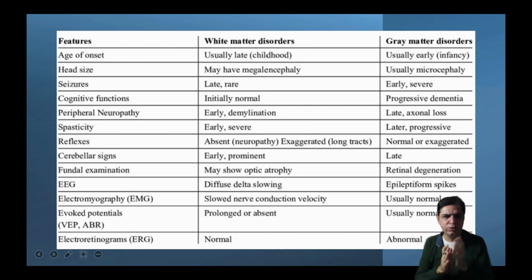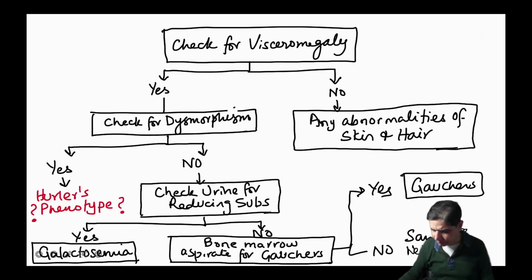Similarly, the rest of the things, if you look at this slide, that gives you a very good clinical differentiation between white matter disorders and gray matter disorders. Okay, so much of these things are pretty much self-explanatory.